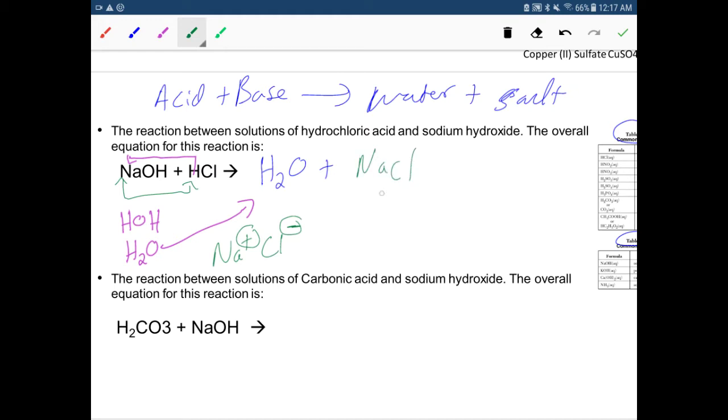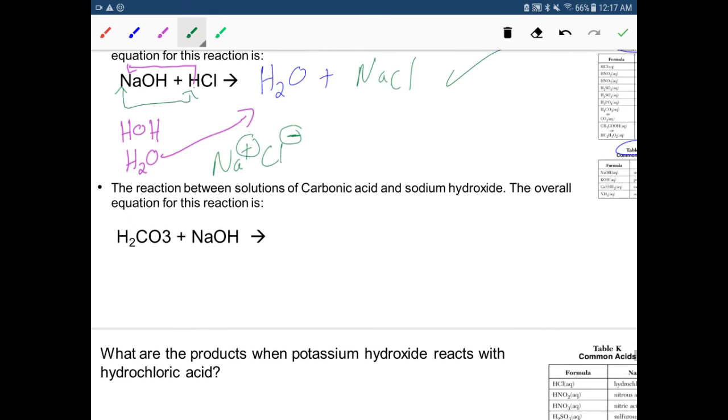And then here, there is no need to balance, everything is balanced. You have two H's, you have one O, you have one Na, you have one Cl. Everything is balanced, we're good.